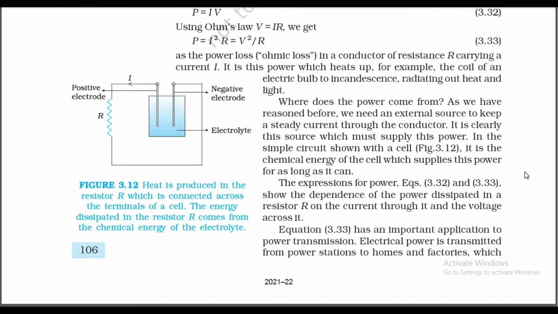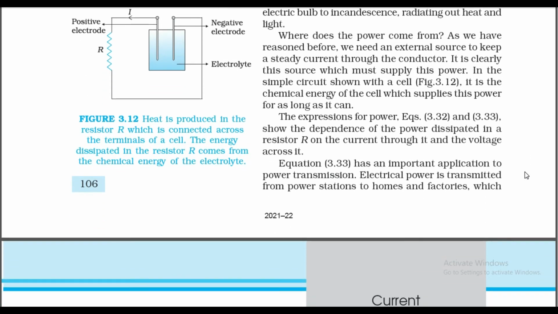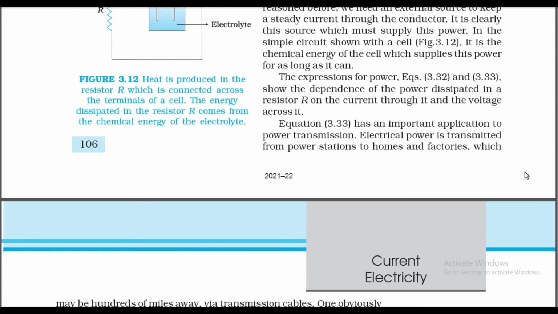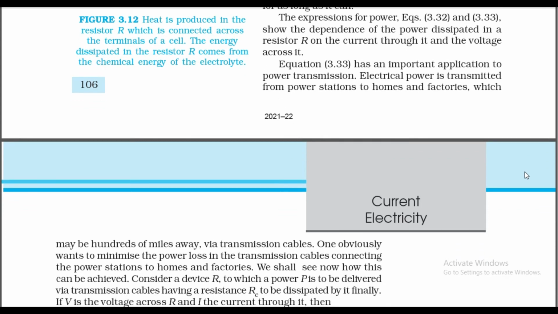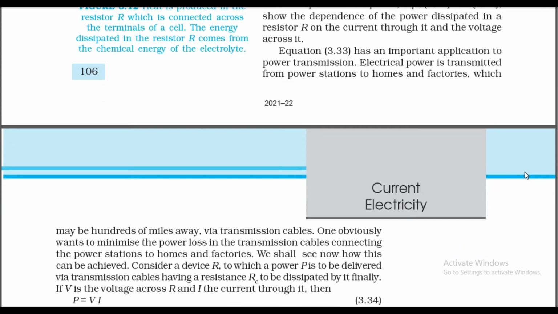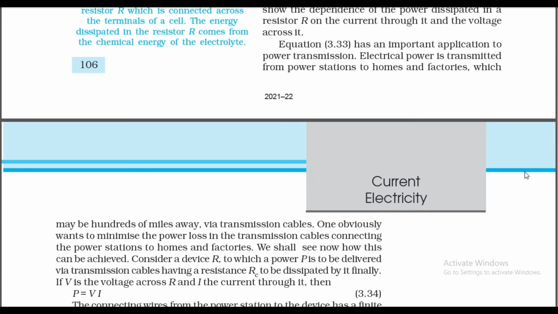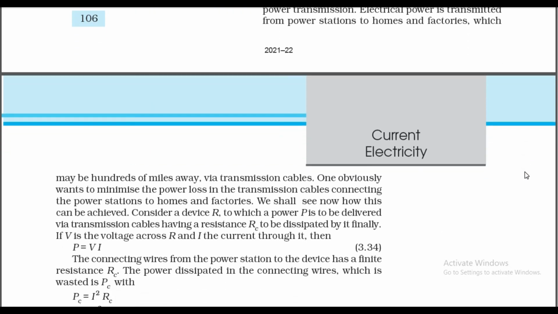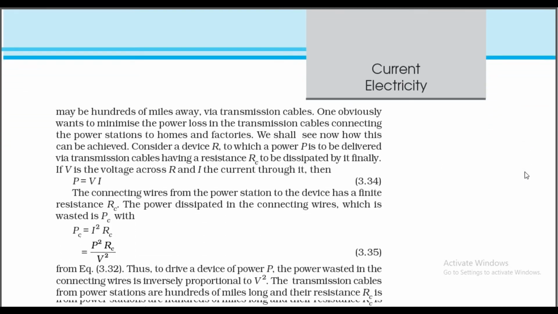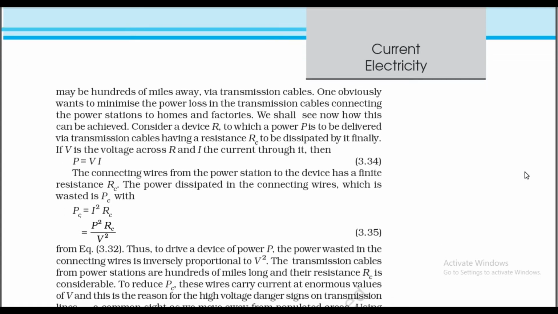The expressions for power, equations 3.32 and 3.33, show the dependence of the power dissipated in a resistor R on the current through it and the voltage across it. Equation 3.33 has an important application to power transmission. Electrical power is transmitted from power station to homes and factories, which may be hundreds of miles away, via transmission cables. One obviously wants to minimize the power loss in the transmission cables connecting the power station to homes and factories. We shall see now how this can be achieved.